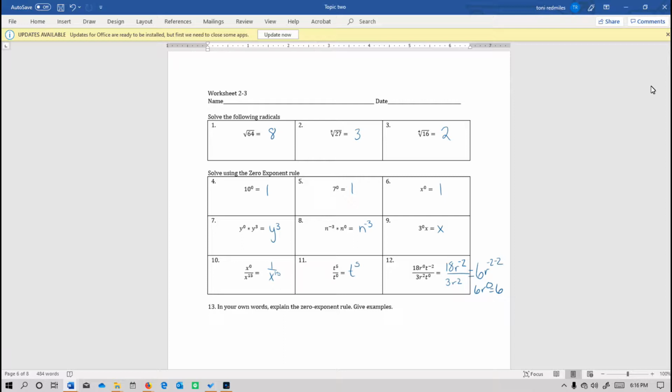So for this one, it's something times something that equals 64. These two numbers have to be the same, and that is 8. So the answer is 8.